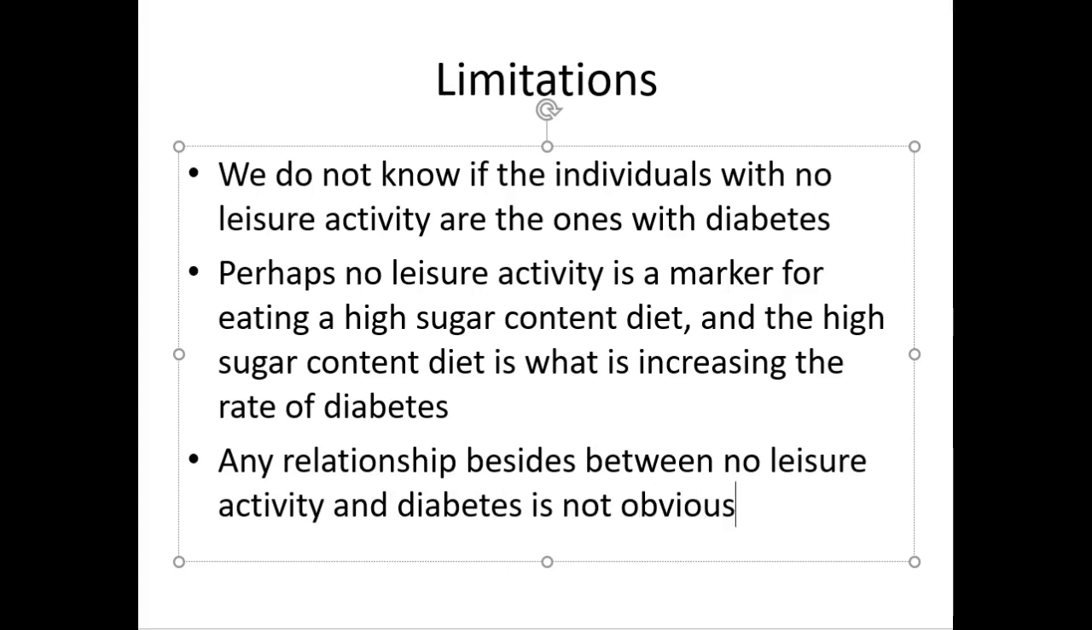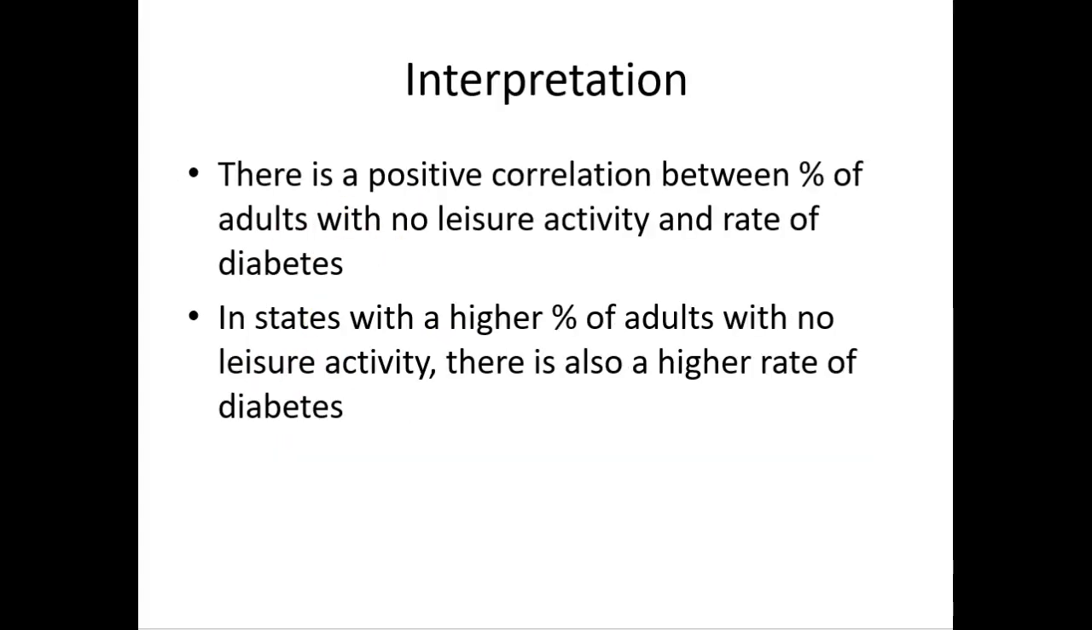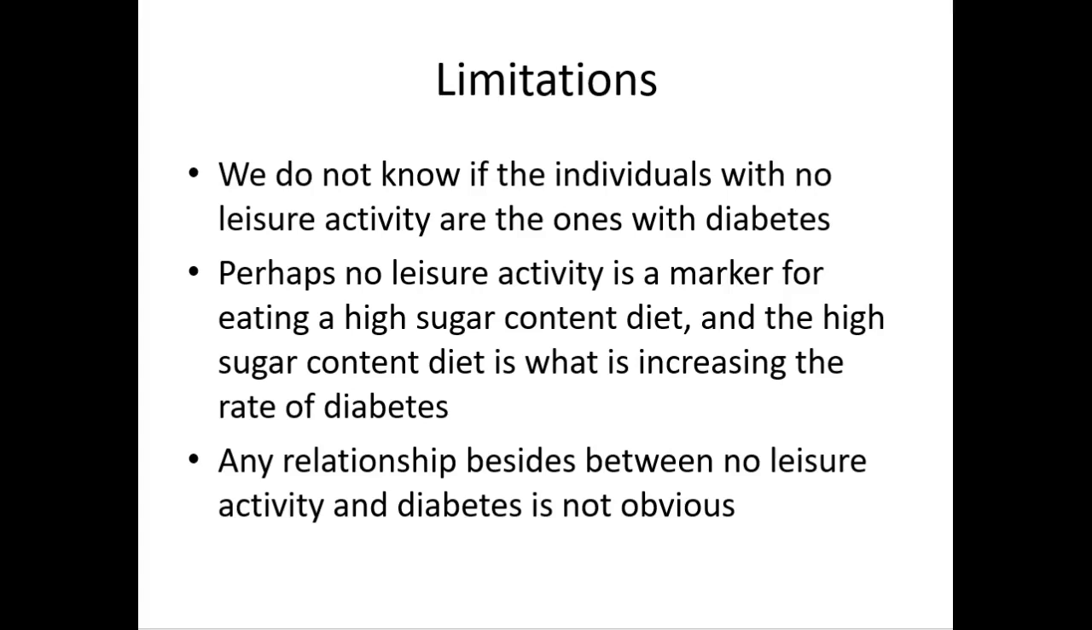So those are our three examples. It's all pretty straightforward. Just make sure that you've got your two-part interpretation, one, whether it's a positive, negative, or no correlation, and then you state what that means in words, making sure you're taking a population-based approach with your interpretation, nothing about individuals. And then finally, your limitations. The first one about no information about the individuals. The second one about the exposure being a marker for something else. And the third one about any relationship besides linear not being obvious. Just make sure you spell them out all very specifically for that study.